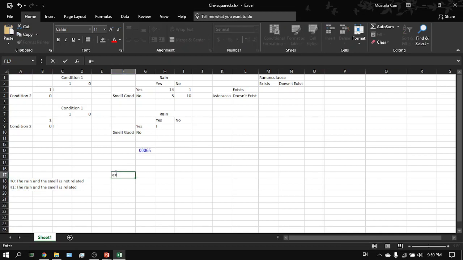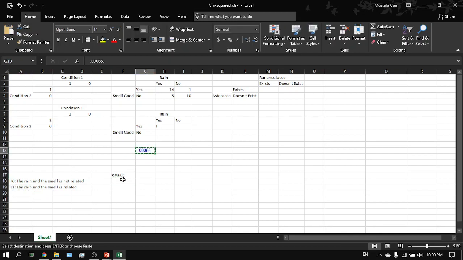I know that my alpha value is 0.05. I copied my p-value here. If my p-value was bigger than alpha, I would accept the null hypothesis. But my p-value is smaller than alpha, 0.05, so I reject the null hypothesis and accept H1. It rained and it smelled good or bad, it doesn't matter: the rain and smell are related. So the outcome is that when it rains, it smells good, and when it doesn't rain, it smells bad. This is a statistically significant finding. Let's continue.